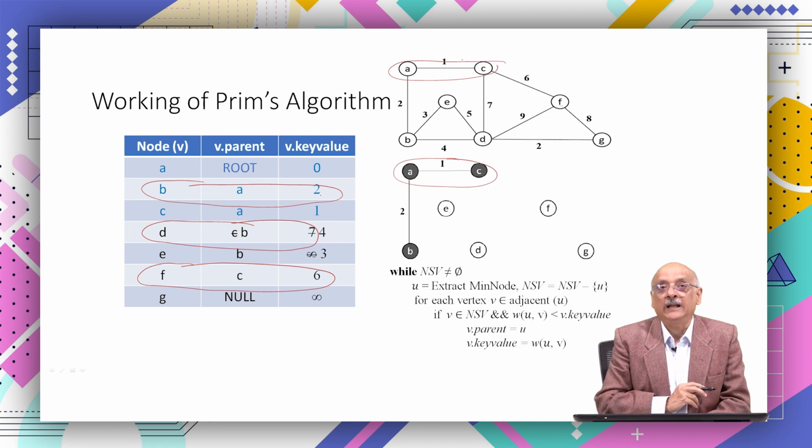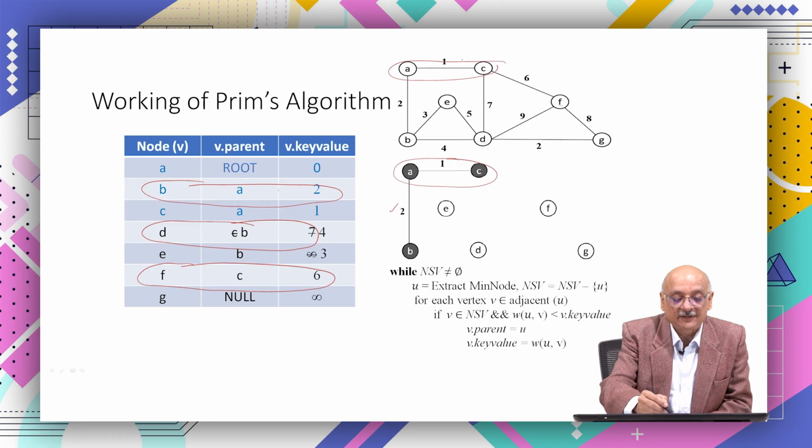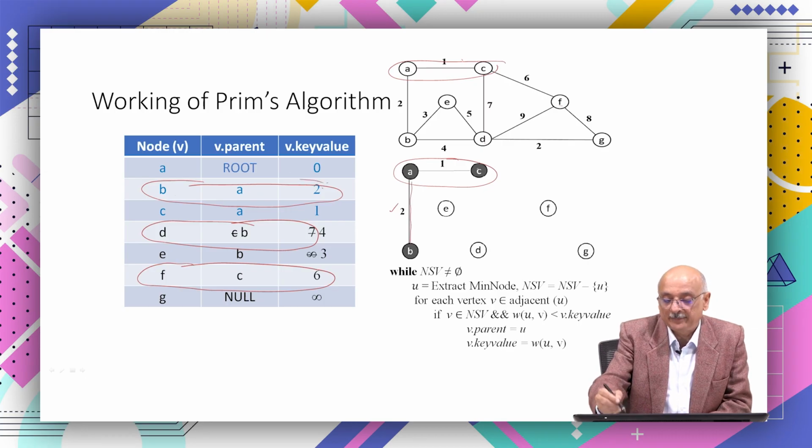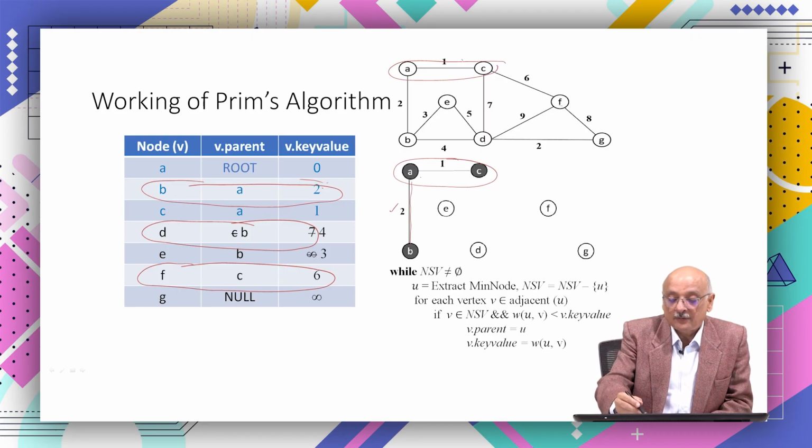Which has the minimum weight? 2. So, we will select this particular edge and it will be made permanent. So, you can see that this has already been made permanent. Alright. Now, the weights will be adjusted. How will the weights be adjusted?